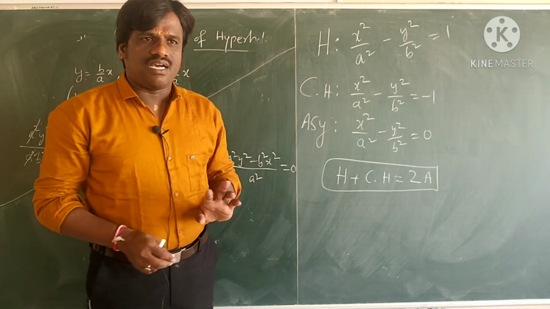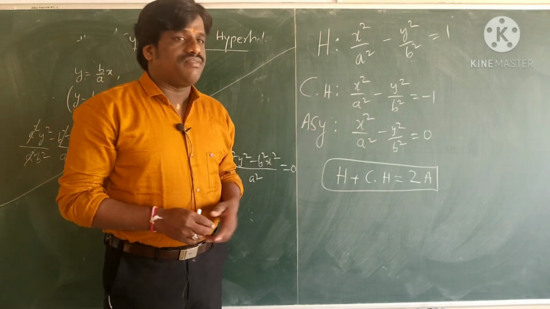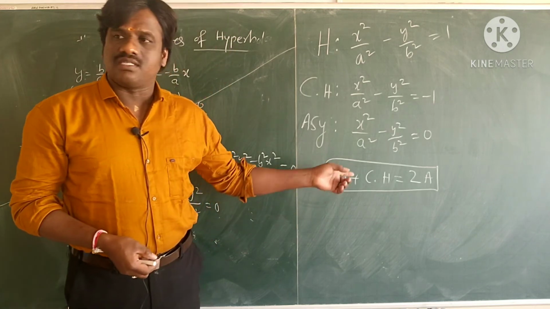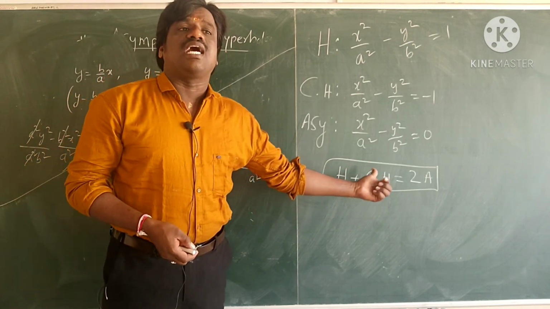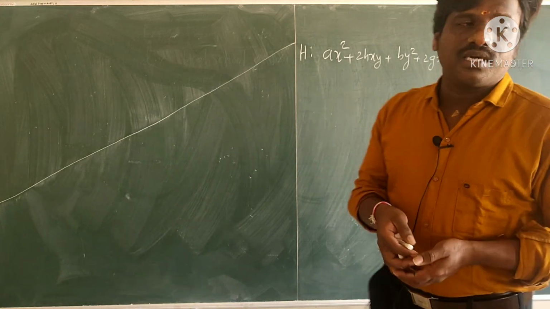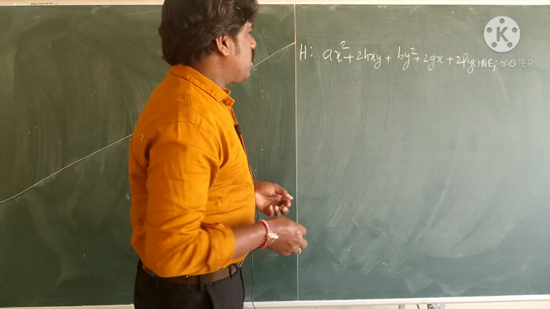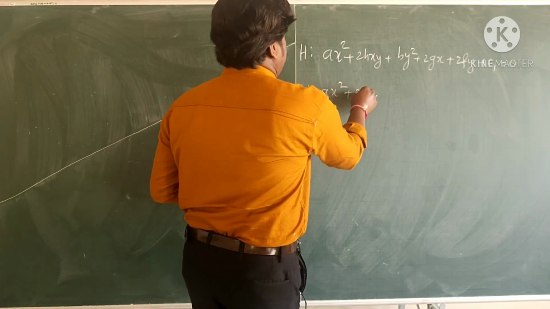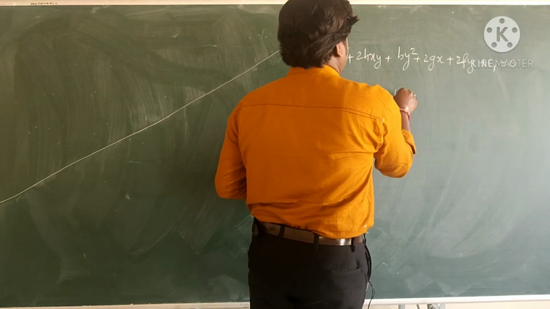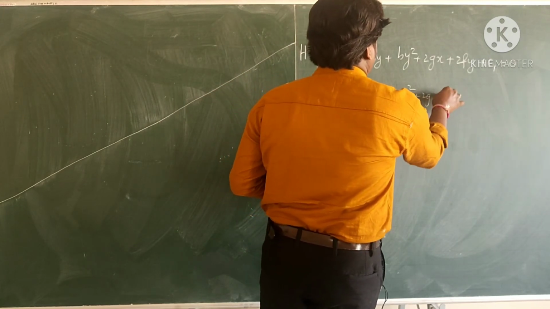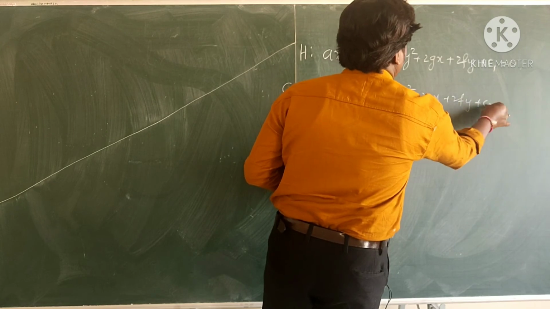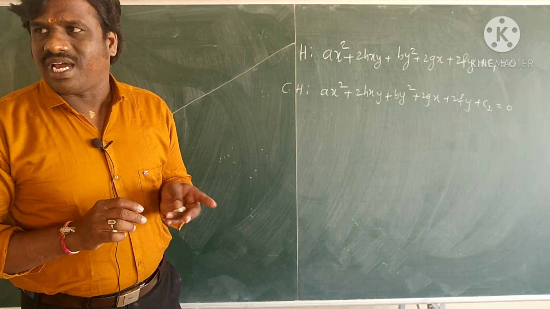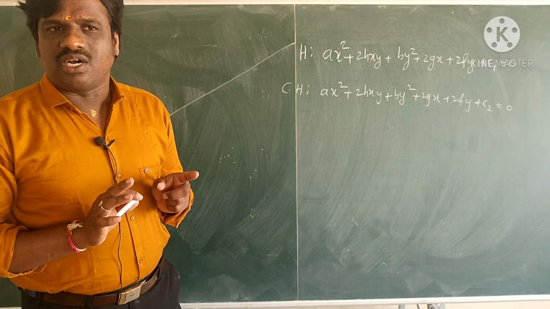The equation of hyperbola I have discussed already. The equation of conjugate hyperbola, this I also discussed. The relationship between them is important. Based on this, JEE asked a question. Suppose this is a hyperbola, then the conjugate hyperbola is ax square plus 2hxy plus by square plus 2gx plus 2fy plus c2 is equal to 0. c2 means only the constant changes, because of the hyperbola condition, only the constant will change.